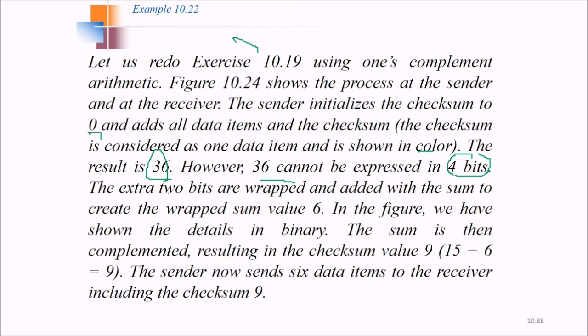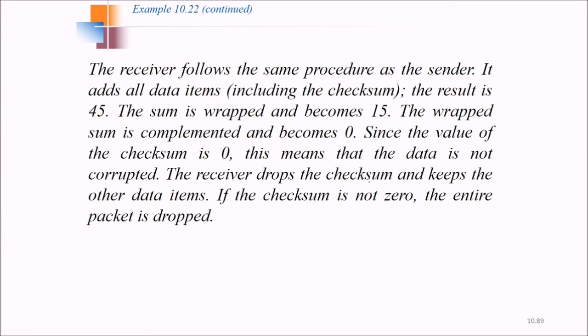You have to have an extra bit. That is, 36 means 32 plus 4, so 2 to the power 5 plus 2 to the power 2. So you have 5 bits now. So the extra bit is wrapped and added with this sum to create the wrapped sum value, which is 6. We have in the figure the details in binary. The sum is then complemented, resulting in the checksum value, that is 15 minus 6, that is 9. So the sender now sends 6 data items to the receiver, including the checksum 9, which is this. The receiver follows the same procedure as the sender.